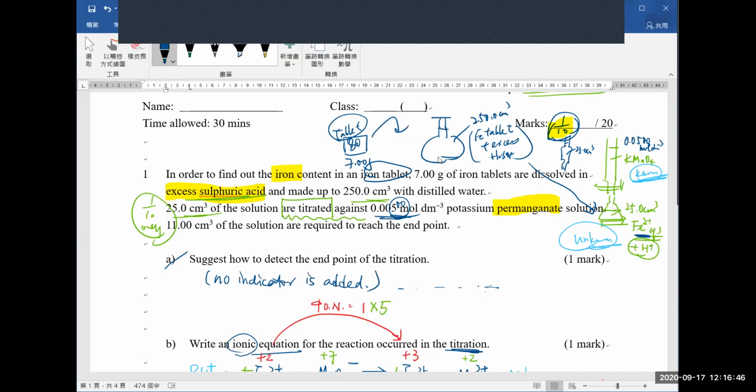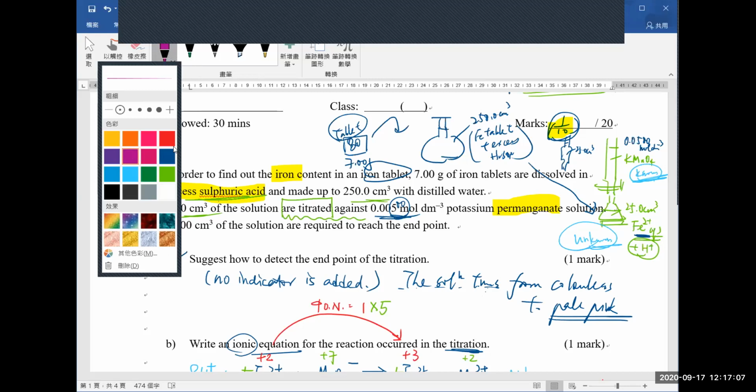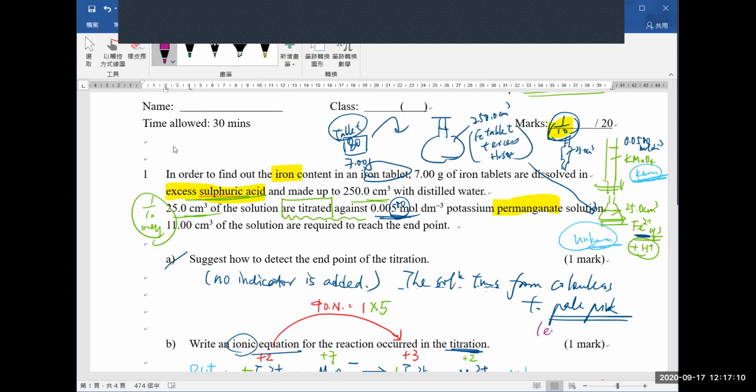Colorless to pale pink. Yes, the solution turns from colorless to pale pink. So what is that pale pink actually? Samson, what is that pale pink? The permanganate ion. Okay, why is it still there? Yes, iron 2 has been reacting with the permanganate ion. So whenever I have got purple solution here, they will react with iron 2. So the purple solution will remain decolorized.